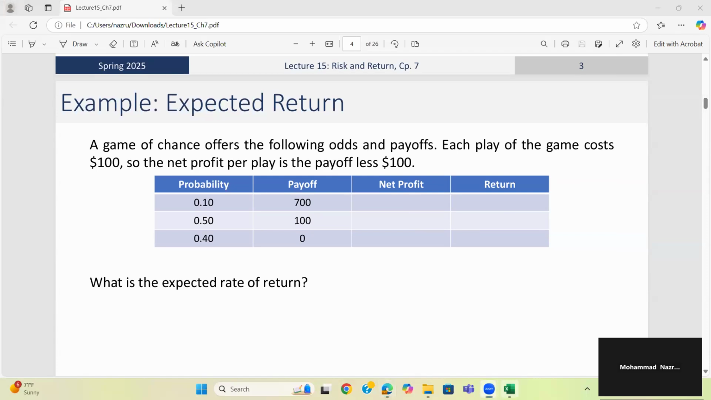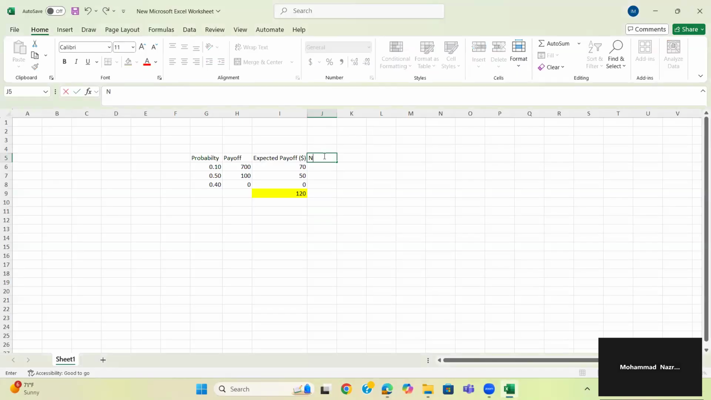So how can we calculate net profit? If we deduct expense or cost from the payoff, we can easily get the net profit, right? So for the first one, our payoff was 700 and the cost is 100 for each of the games. We subtract 100 from each and we get 600, and then we get 0, and then for the last one we get negative 100, right? Because there's no payoff, but you still have a cost of $100.